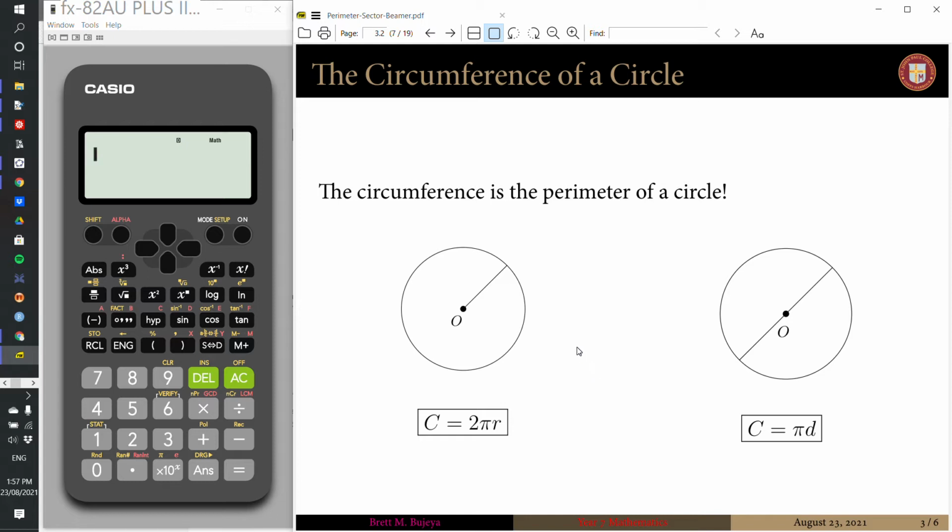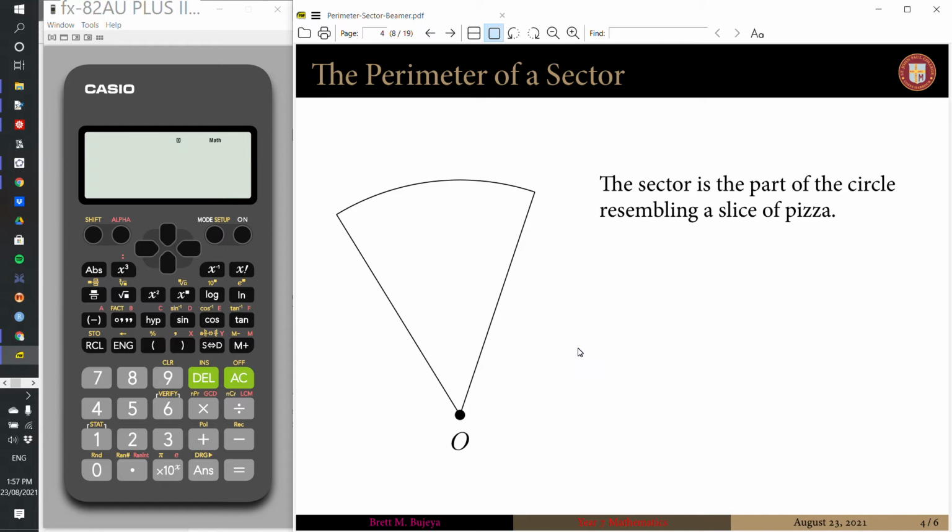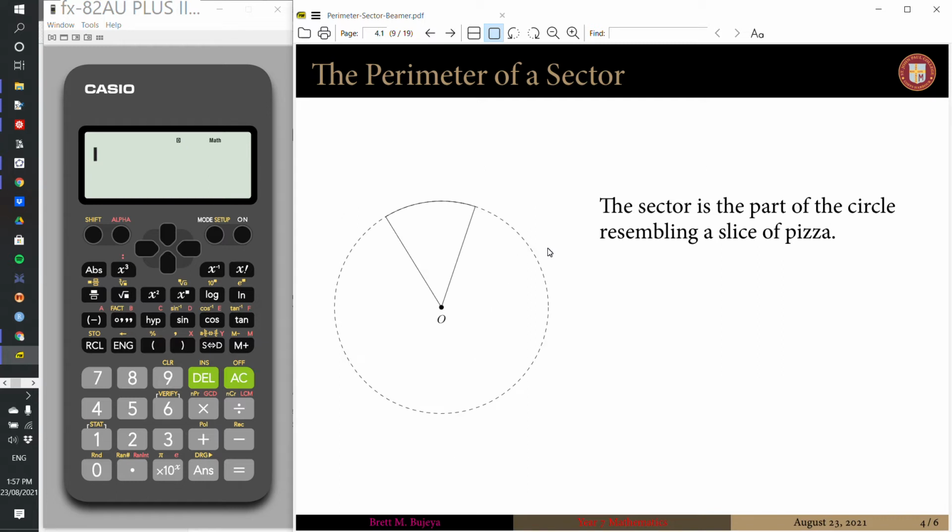Once you know how to find the circumference, the perimeter of a full circle, it's one more step to get the perimeter of a sector. If we look at a sector here, the sector is the part of a circle that looks like a slice of pizza. This is this wedge-shaped region, and that's what it looks like in relation to the whole circle. Again, using the pizza analogy, it's a slice of pizza to the whole pizza, or a slice of cake to the whole cake.